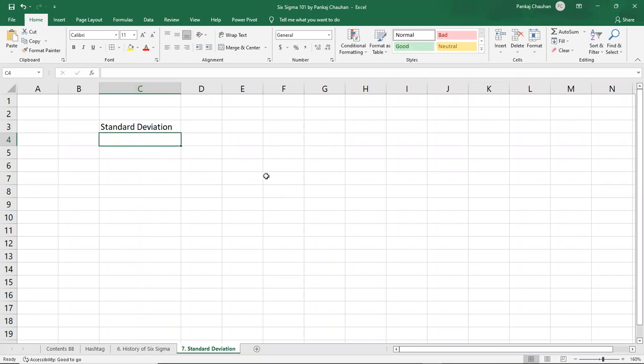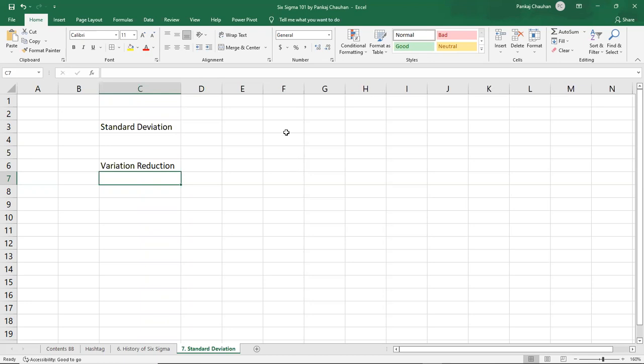Basically, whenever you measure anything, you know Six Sigma is all about variation reduction. And for variation reduction, in Six Sigma we simply say, if you cannot measure it, that means it does not exist. So if you want to reduce the variation, you have to measure the variation.